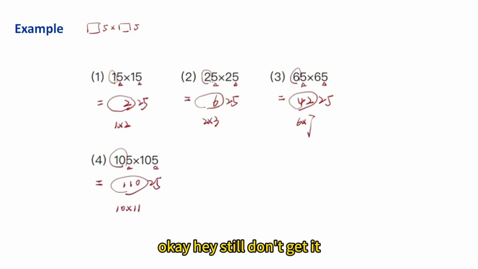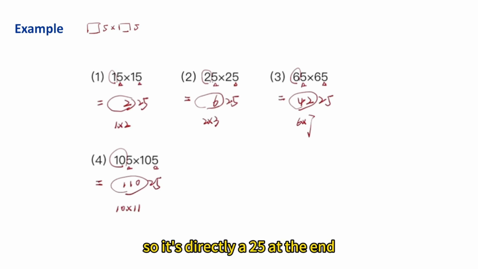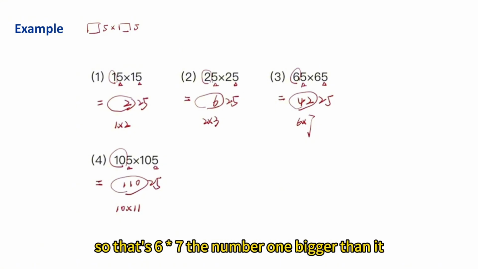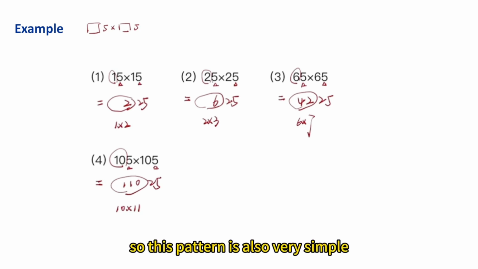Hey, still don't get it. Let's do another one. The last digit is 5, and the 2 numbers are the same. So it's directly 25 at the end. And for the number in front, you find the 6 in front of the 5. So that's 6 times 7, the number 1 bigger than it. 6 times 7 is 42. See, it's 4225. So this pattern is also very simple.